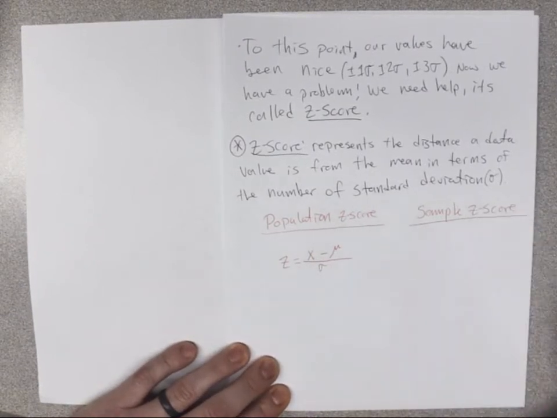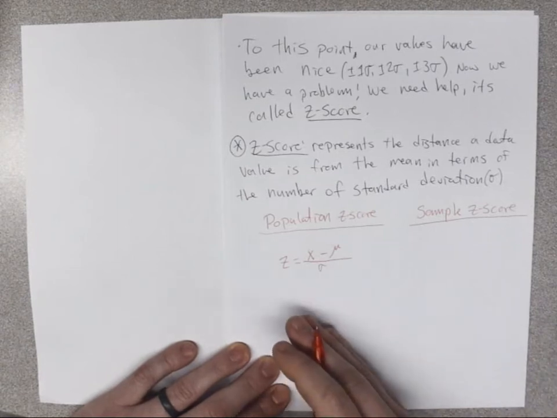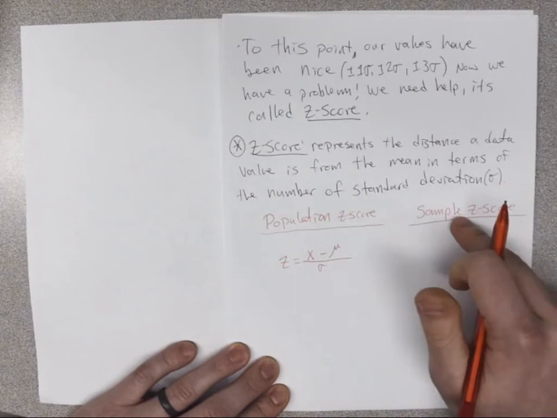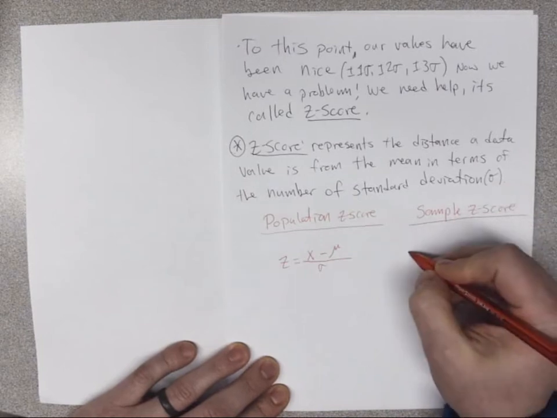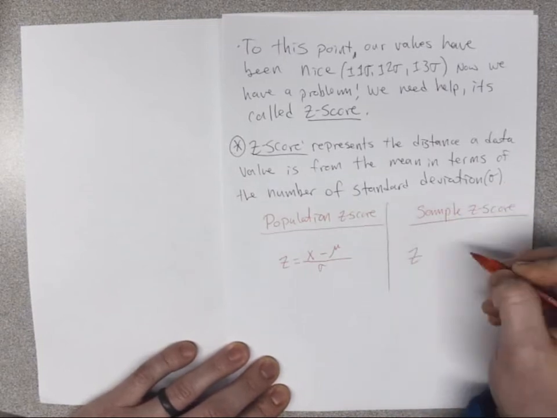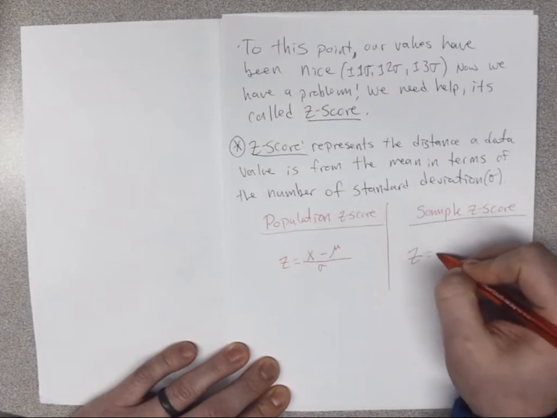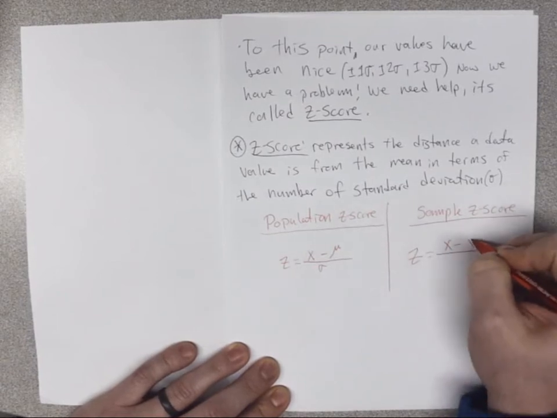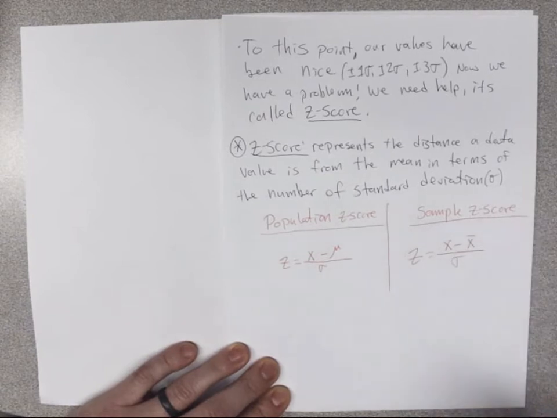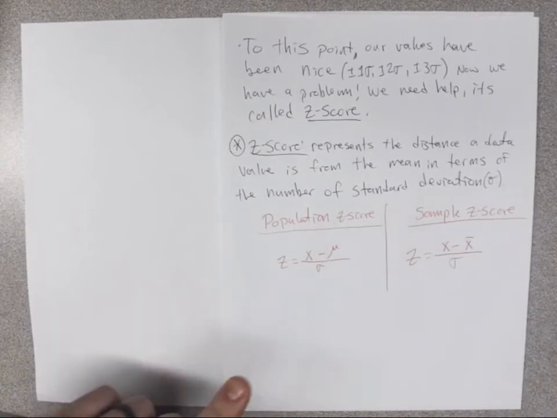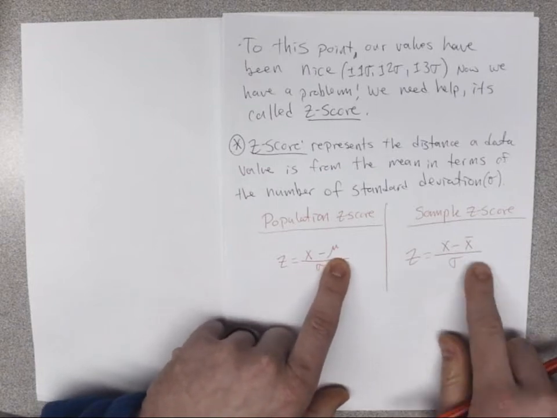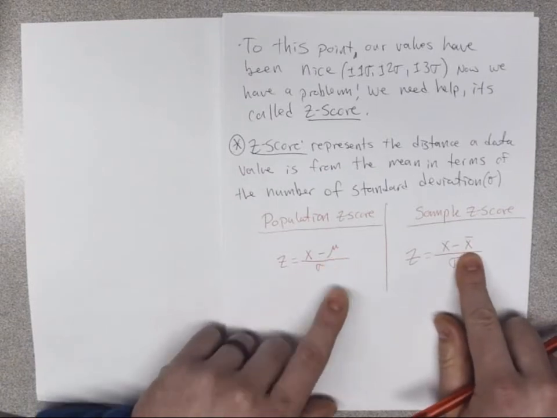Then we'll come over to the sample z-score and we'll see it's very similar to this. The only difference is what we're labeling the mean. It's different because we're using sample here. So over here, z is equal to x minus x bar divided by sigma. So same formulas, only difference is when you're finding population z-score, you use the population mean. When you're finding sample z-score, you use the sample mean.